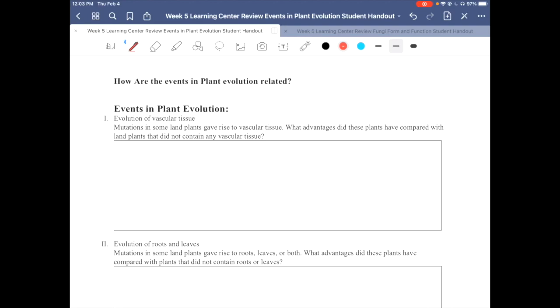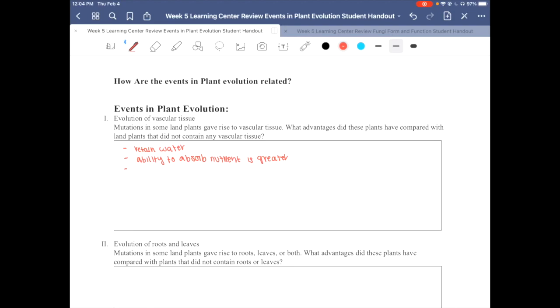Yeah, so the comment says they can retain water. That's a great answer. I'm gonna put that down. Another comment says their ability to absorb nutrients is greater. That's also true. And that's a great comment there.